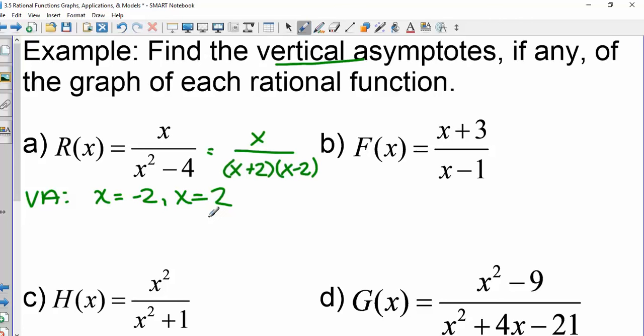Is everybody with me right now? You can have multiple vertical asymptotes. The horizontal and oblique, you'll only have 1. Let's go ahead and do the horizontal asymptote on this one. What's the degree of the top? And the bottom? 2. If the degree on top is smaller, it is 0. Horizontal y equals 0.